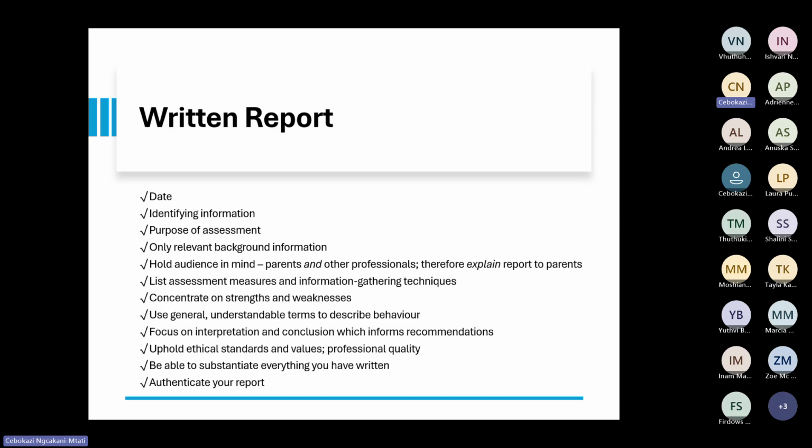And so there are certain things that your written report should include. Your written report should always include the date of the assessment and identifying information, and identifying information also includes the age of the child in years and months. Because with your norms, you need to look at years and months in order to score your assessments. You also need to include the purpose of the assessment and include only the relevant background information.